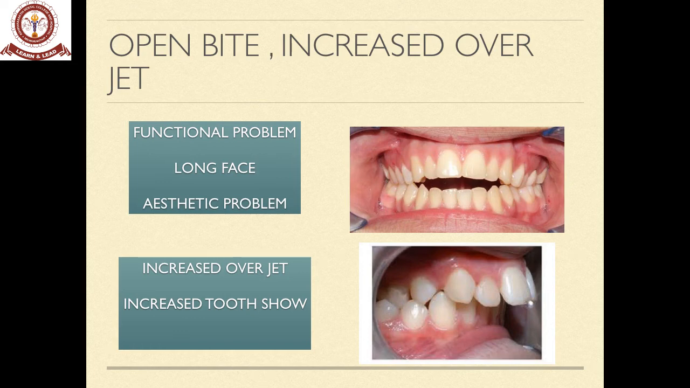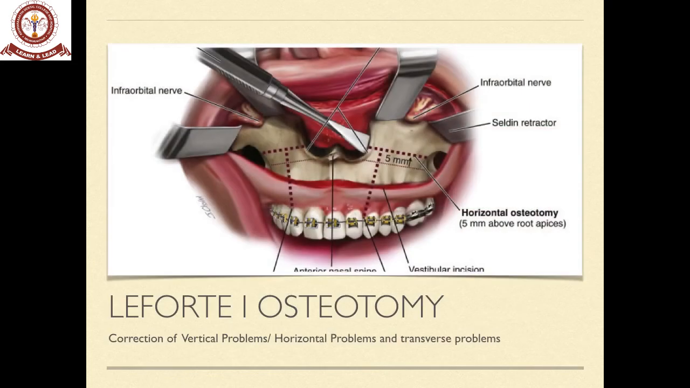So the anterior maxillary osteotomy is done for the premaxillary excess. If the whole maxilla is in excess, the vertical excess of the maxilla, we do something called a Leaford 1 osteotomy, where we osteotomize the entire maxilla from the cranial base and then position the maxilla in the most preferred position. So we'll see how it is done. Here we can see the incision is placed right from one side first molar to the other side first molar.